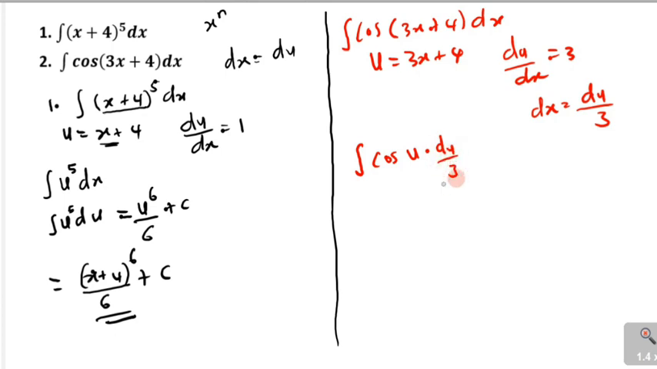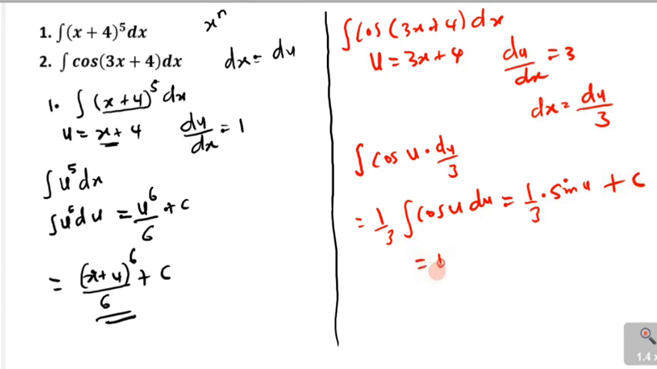Since this is a constant, you can just move it outward. That's this 3 here. So that becomes 1 over 3 integral of cos u du. Now remember, when you integrate cos u, you get sine u. So this is 1 over 3 times sine u plus c.